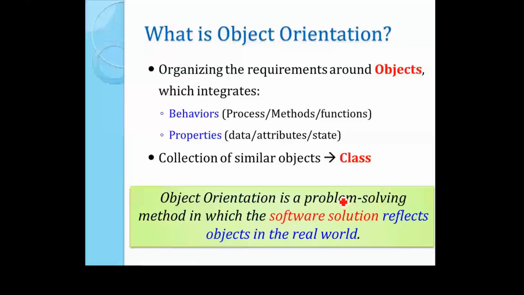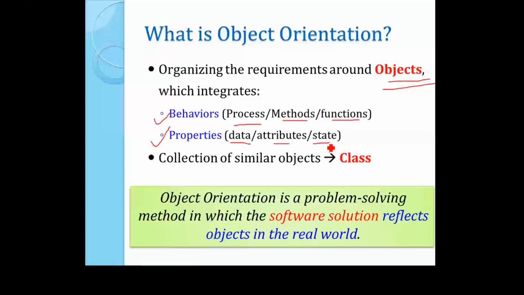Okay, for every object, we will be having two major things. One is called behaviors, and the other is called properties. The other names for behavior are process, methods, and functions. The other names for properties are data, attributes, or even state. Any particular thing which is physically existing in this world, which has data and also function, is defined as an object.